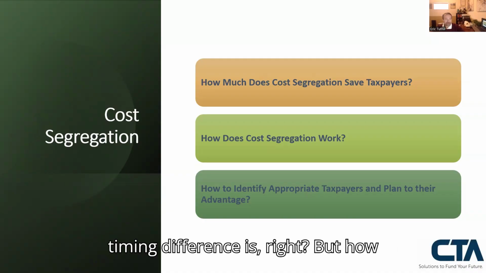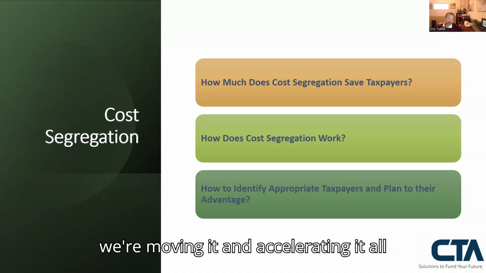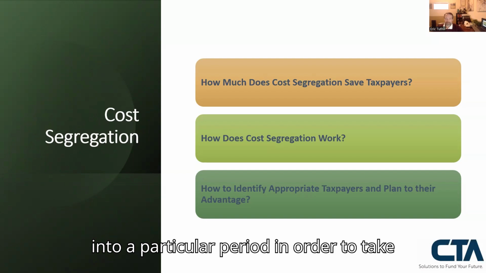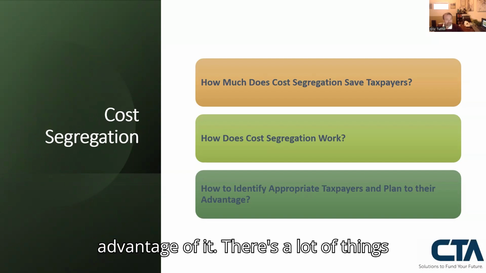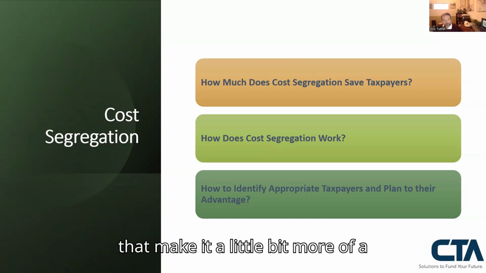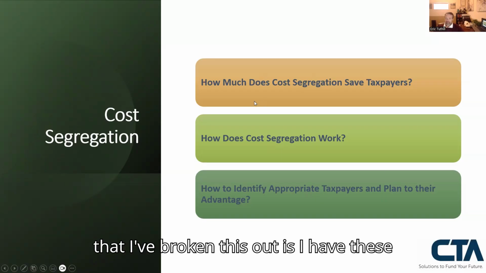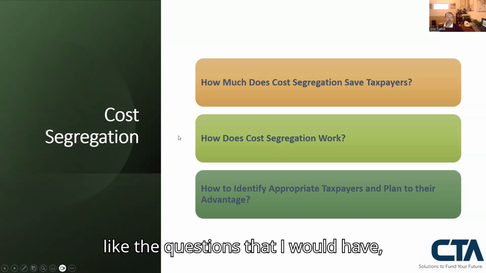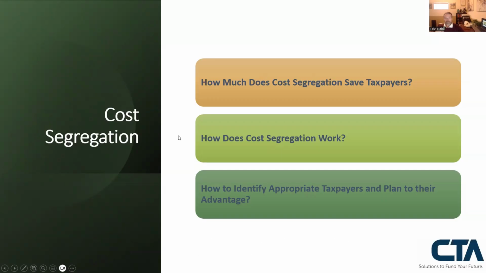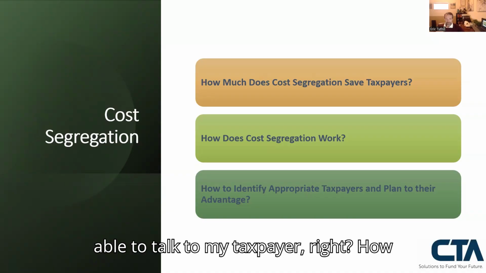Talking to them about what a timing difference is, right? But how we're moving it and accelerating it all into a particular period in order to take advantage of it. There's a lot of things that make it a little bit more of a nuanced conversation, right? So the way that I've broken this out is I have these two questions. These are kind of like the questions that I would have, because I need to know this stuff to be able to talk to my taxpayer, right?